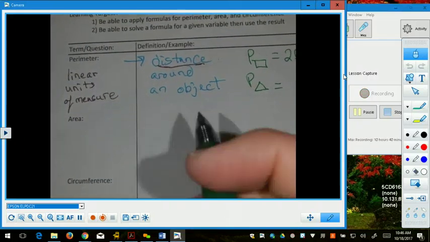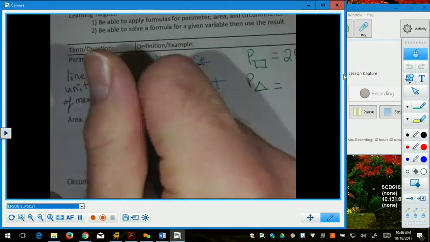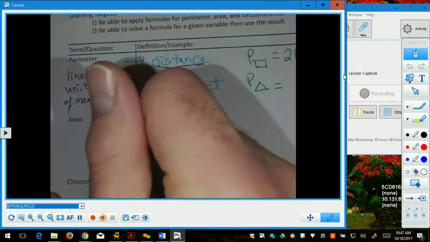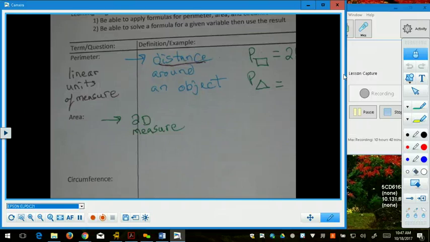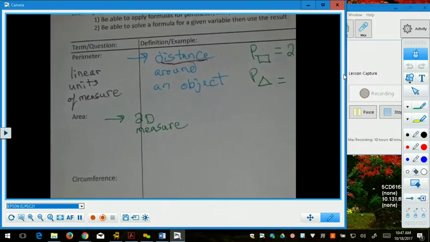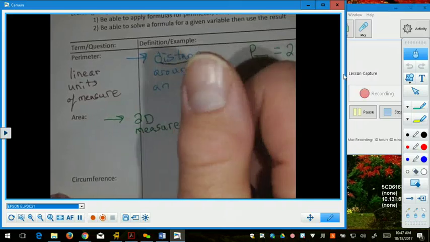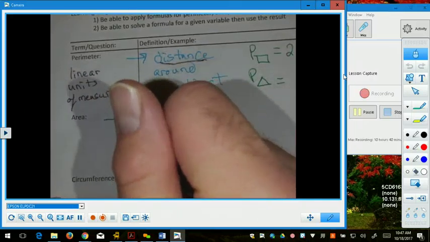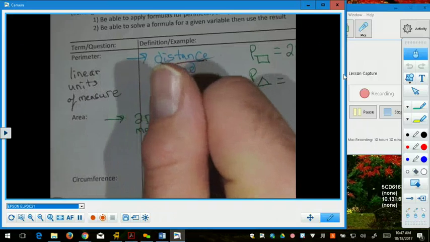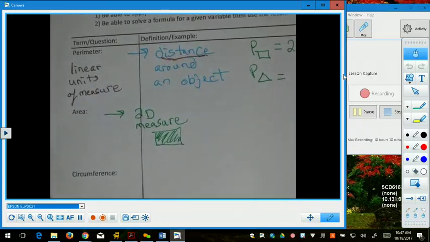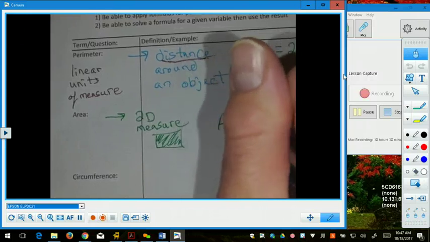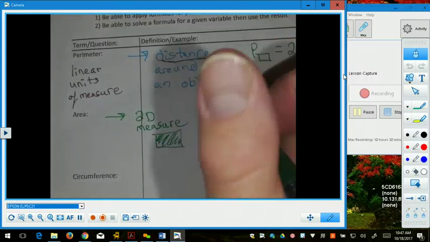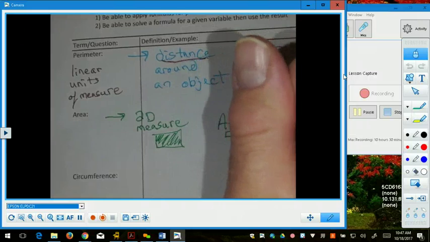Area is not a linear unit. It is a two-dimensional measure. We could look for a more formal definition, but when we're looking at the rectangle, we're not looking at the sides, we're looking for the shaded region. How much of that shaded region do we have? How do I find the area of a rectangle? Base times height, or some people call it length times width.